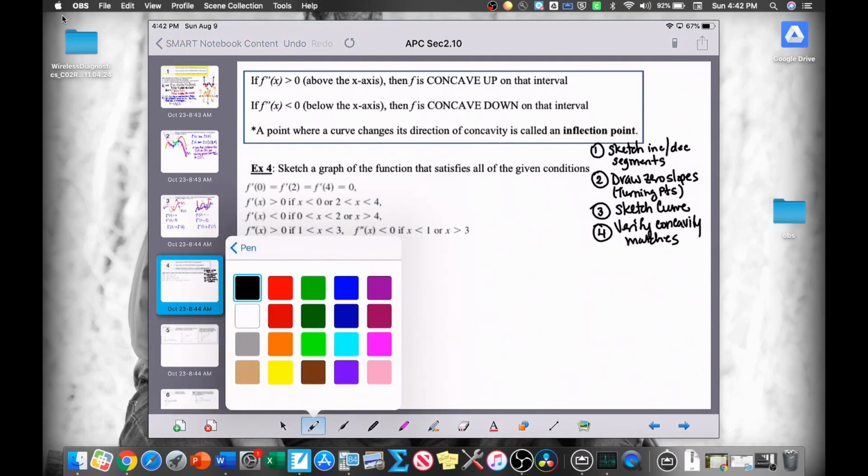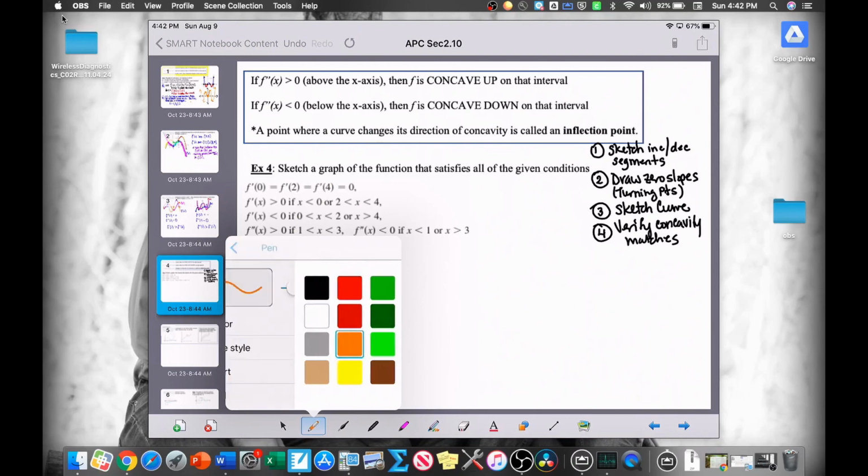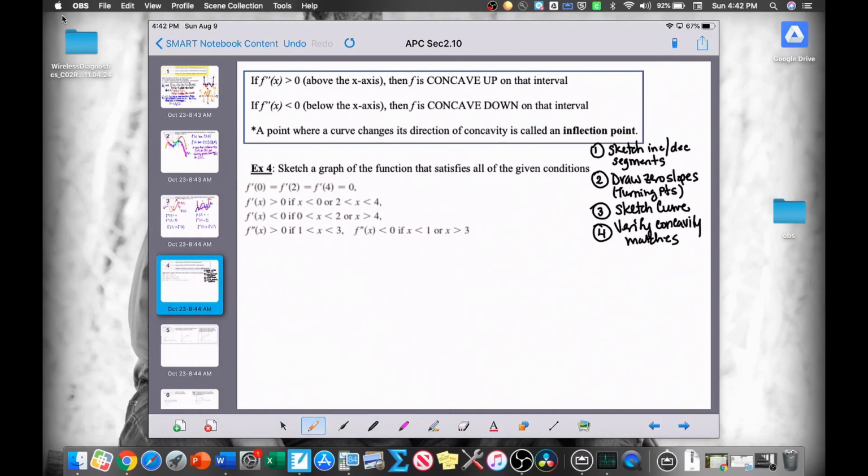Now remember, we are trying to draw a graph of f of x. So knowing that, if they tell us f prime of 0 equals f prime of 2 equals f prime of 4 equals 0, anywhere that our derivative is equal to 0, we know f of x has a turning point. So this first bit of information says f of x has a turning point or a 0 slope because f prime of x is 0 in those locations.